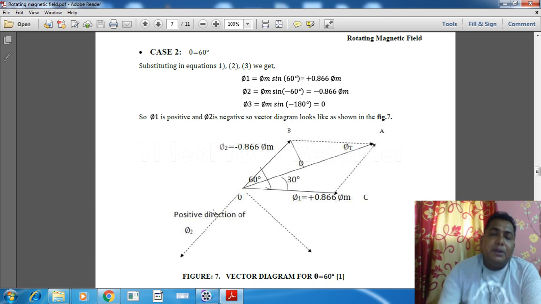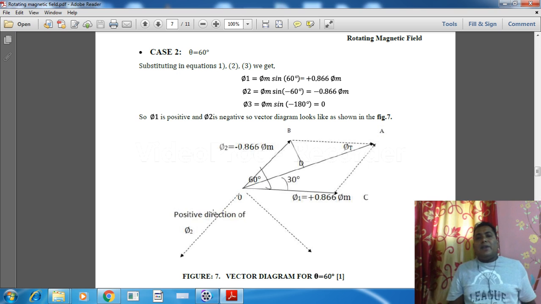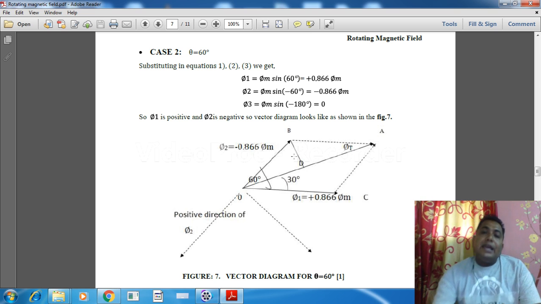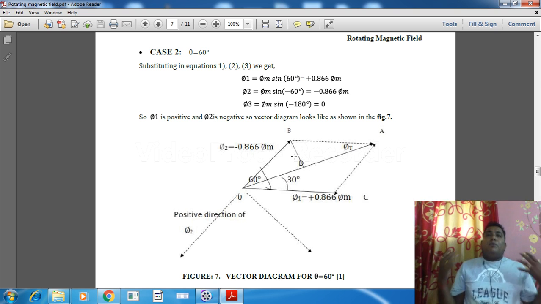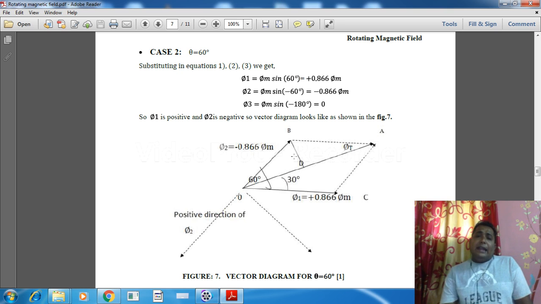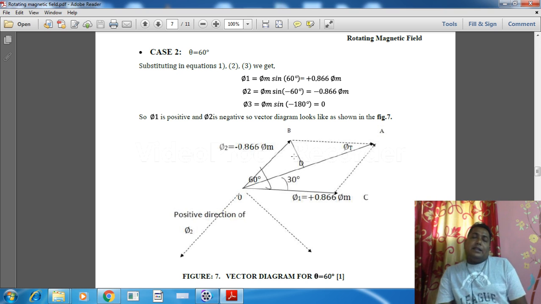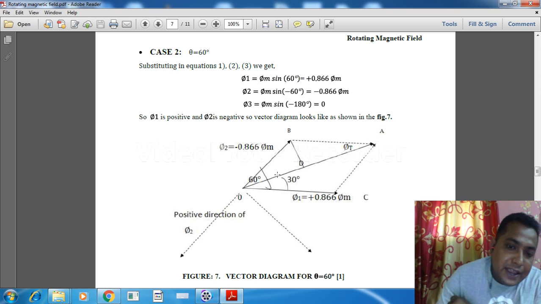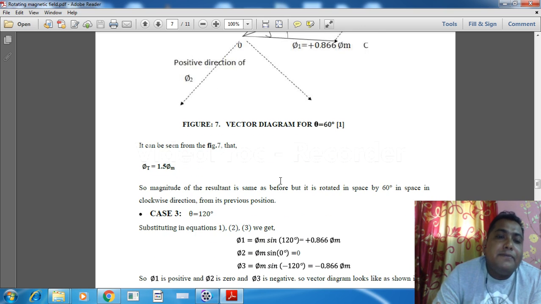Now the same thing we are repeating again, with a 60 degree shift of the flux. If we change the 60 degree shift of the flux, the values are sine 60 degrees, sine minus 60 degrees and sine minus 180 degrees, which is equal to 0. Again here we have two phases, one is positive 0.866 and one is negative 0.866, and due to that we have two phasors, and the resultant flux value is again 1.5 phi m.